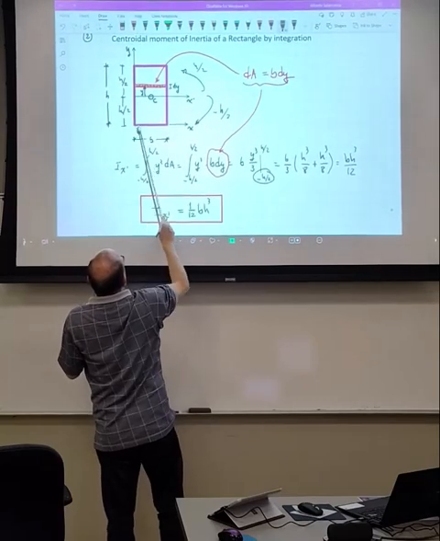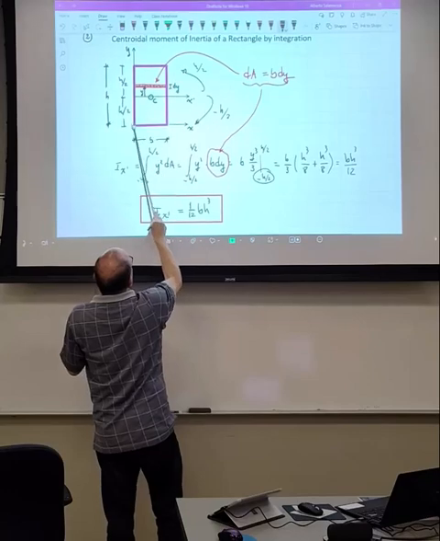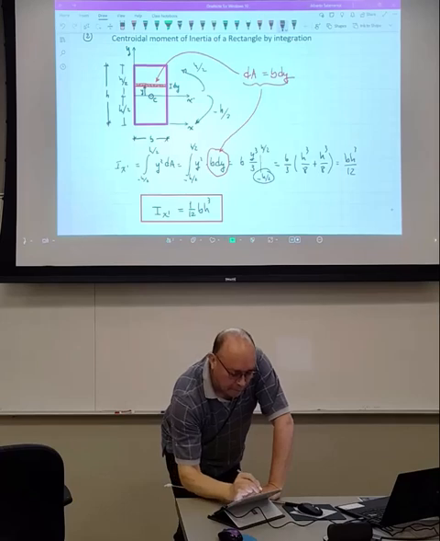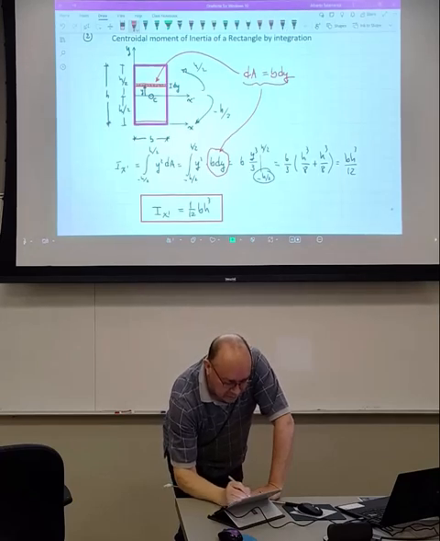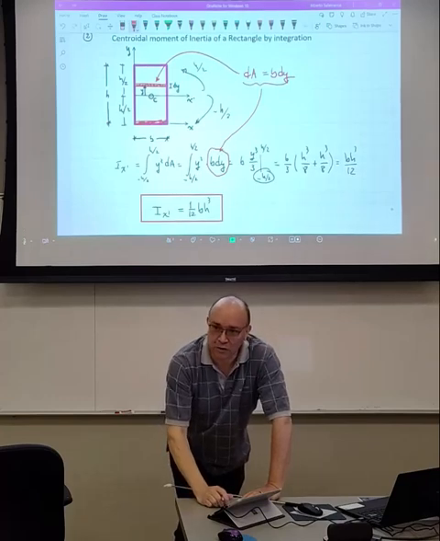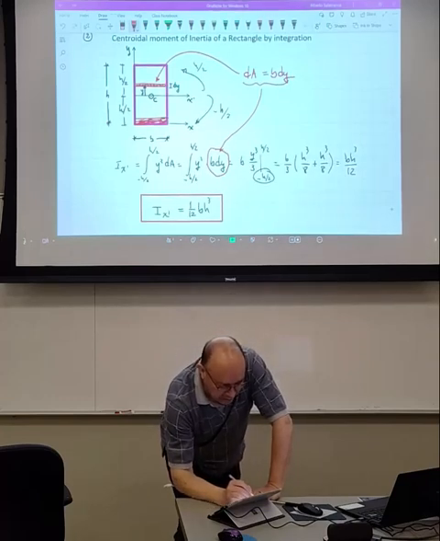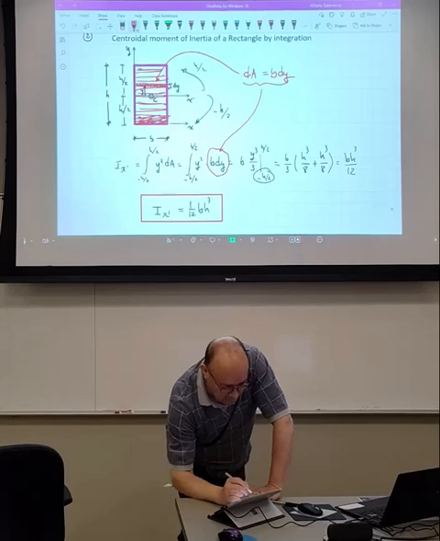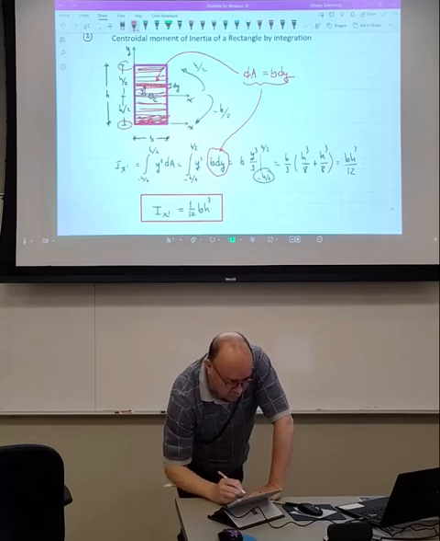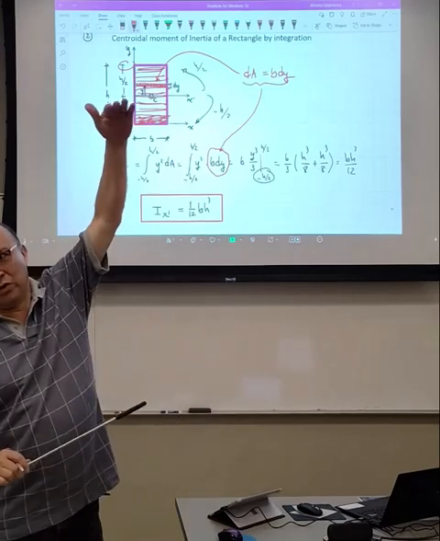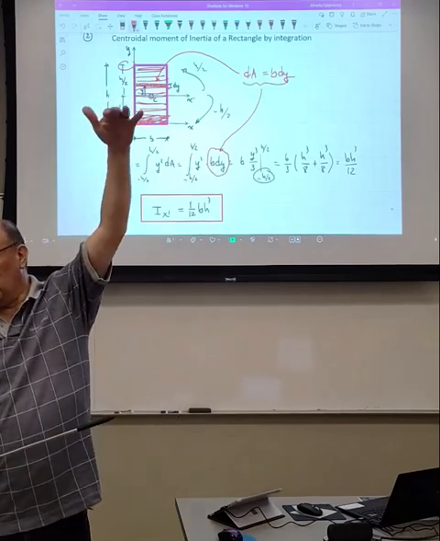If you start when y is equal to minus h over 2, that will be this first rectangle here. And then you add the other one, and the other one, and you go adding differentials of area all the way to the top. From this point, when y is equal to minus h over 2, all the way up to the highest point, when y is equal to h over 2.